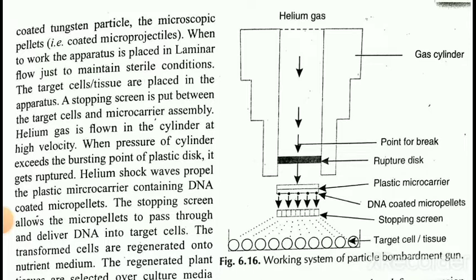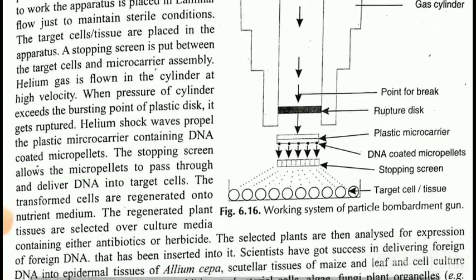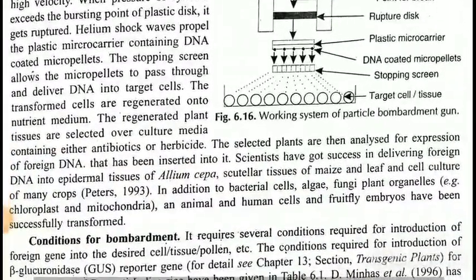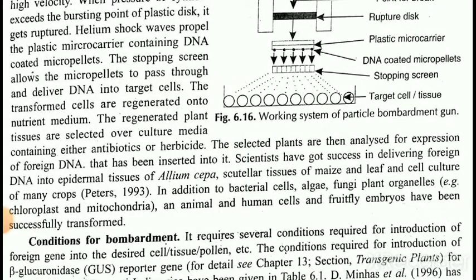The target cells or tissues are placed in the apparatus. A stopping screen is put between the target cells and the microcarrier assembly. Helium gas is flown into the cylinder at high velocity. When the pressure of the cylinder exceeds the bursting point of the plastic disc, it gets ruptured. Helium shock waves propel the plastic microcarrier containing DNA-coated micropellets. The stopping screen allows the micropellets to pass through and deliver DNA into target cells.